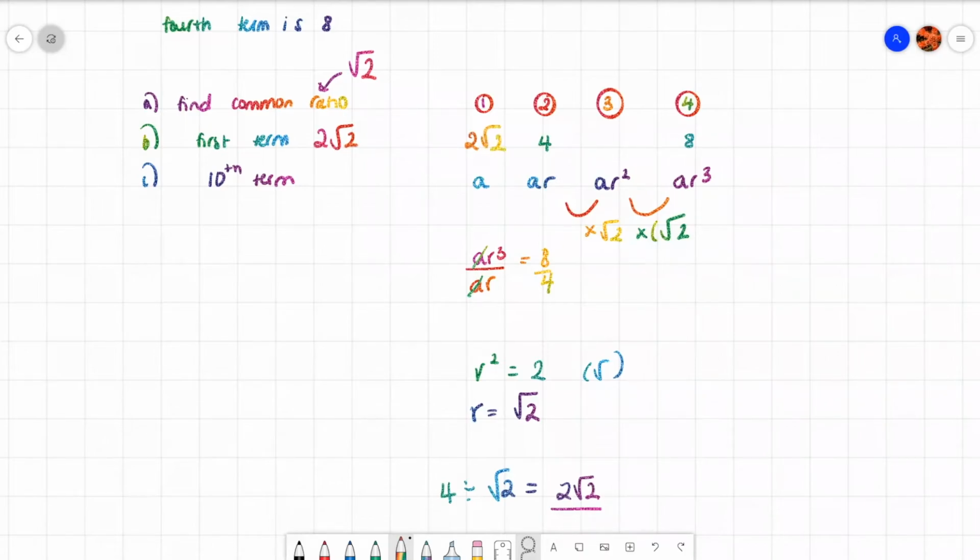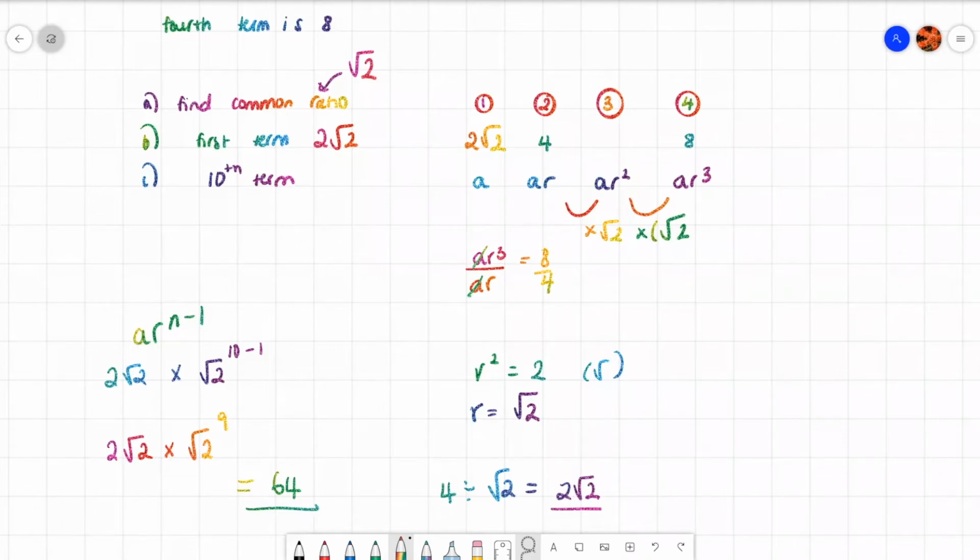Then I want the nth term. Oh, sorry, the 10th term. Well, I know my formula is AR to the n minus 1. I've worked out what A is. It's 2 root 2 times the ratio, which is square root 2, to the power of 10 minus 1. So 2 root 2 times root 2 to the power of 9. Do that on my calculator, and I end up with 64. So that means my 10th number in my sequence would be 64.